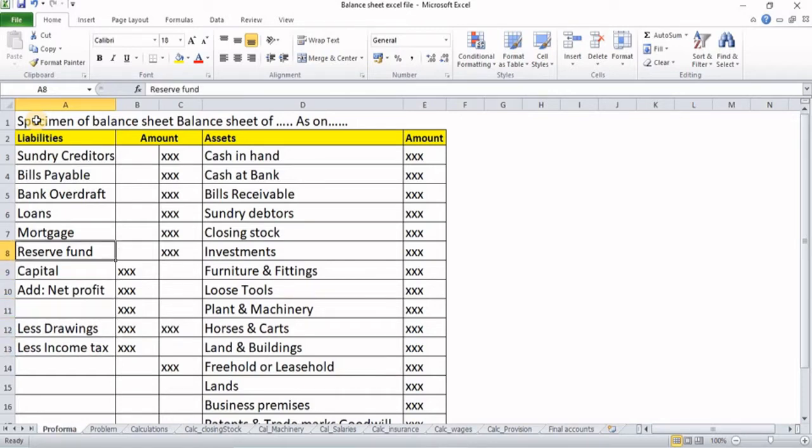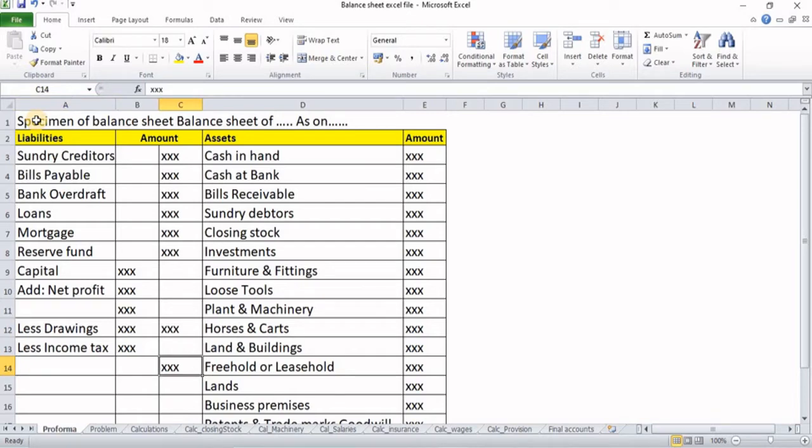Here we will add net profit to the owner's capital, and from that total amount we will deduct drawings and income tax. Now we will arrive at the total amount on the liabilities side.